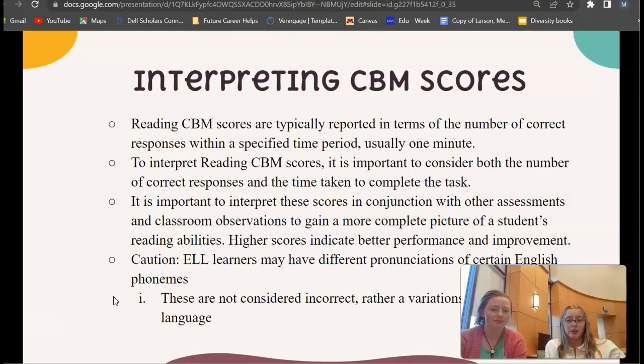Caution: ELL learners have different pronunciations of certain English phonemes. While most teachers may think to mark these incorrect, these should not be considered incorrect, but rather a variation of their native language.